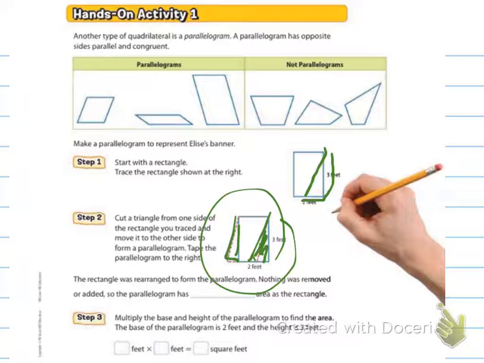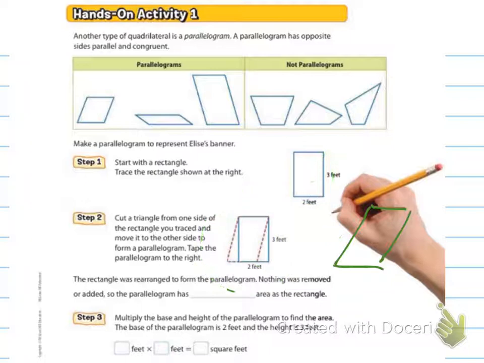So it says cut a triangle from one side of the rectangle you traced and move it to the other side to form a parallelogram. Tape the parallelogram to the right. All right, so now our shape is more like this than it was before. But notice that the area is still the same, right? I didn't take a piece and cut it out and not return it to the shape. I just cut and pasted it over to here. All right, so now here's my new parallelogram.